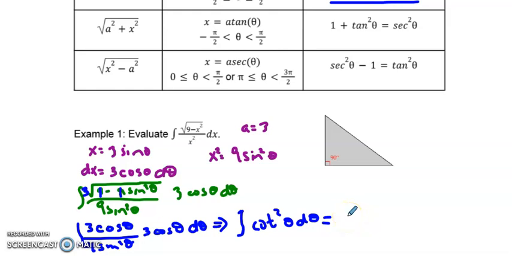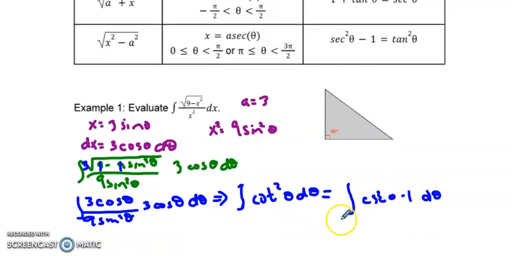Actually, you know what I'm going to do? I'm going to use another trig identity. I'm so sorry for getting a little scattered there, but cotangent squared I'm going to rewrite as cosecant squared theta minus 1 d theta. And then cosecant squared actually has the known integral. Cosecant squared integrates to negative cotangent theta. And then 1, of course, integrates to just theta. And then I have a plus c.